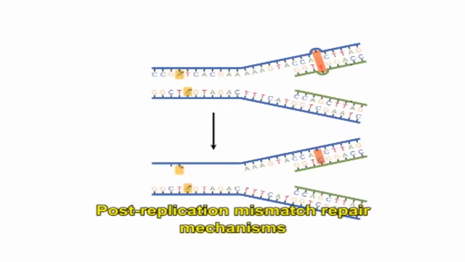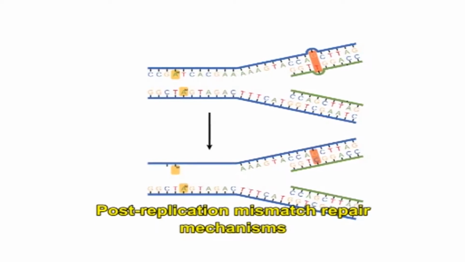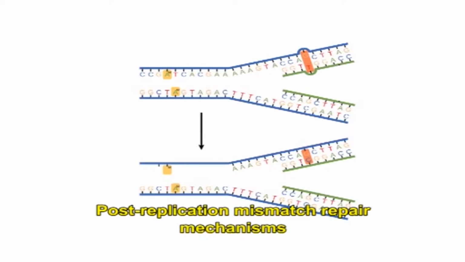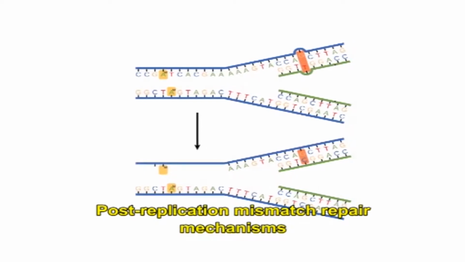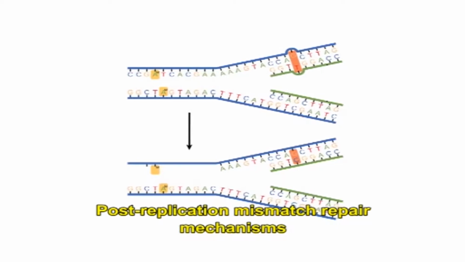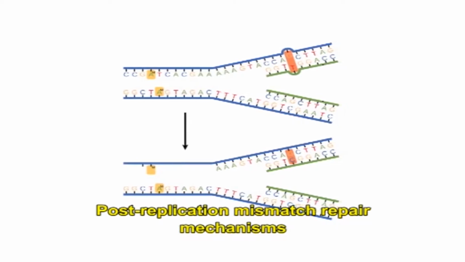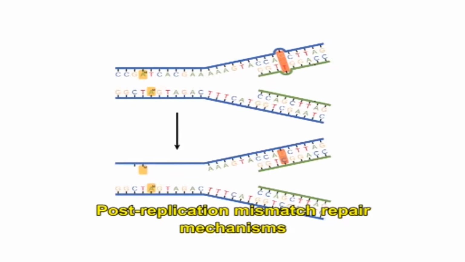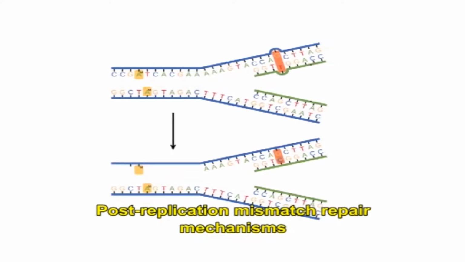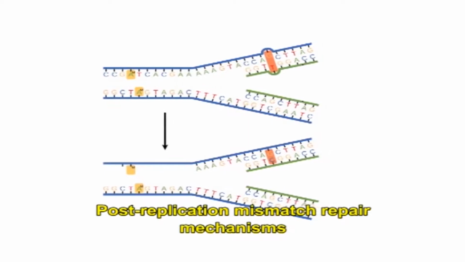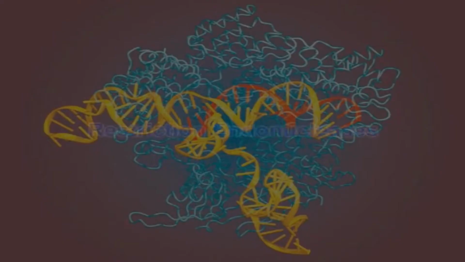Post-replication mismatch repair mechanisms monitor the DNA molecules for errors, being capable of distinguishing the mismatches in the newly produced DNA strand from the original strand sequence. Altogether, the three discrimination steps improve the replication fidelity to less than one mistake for every 10 to the power 9 nucleotides added.